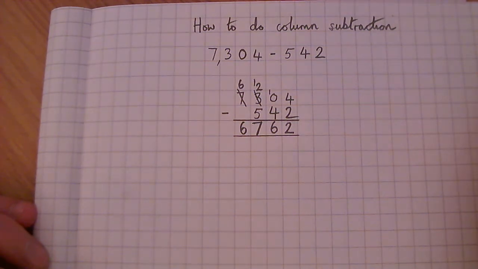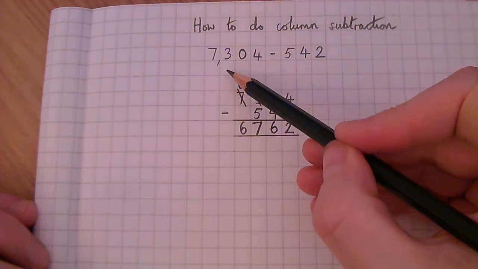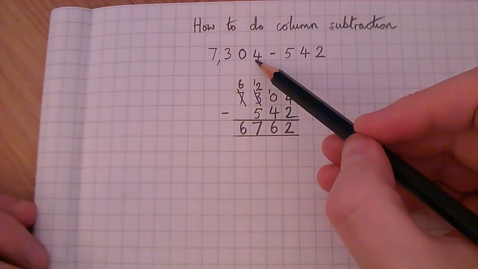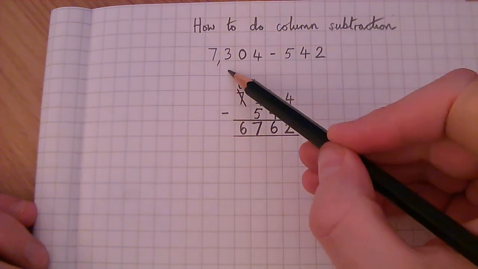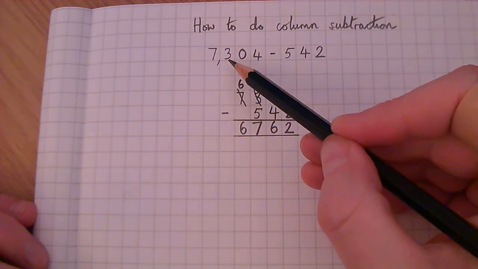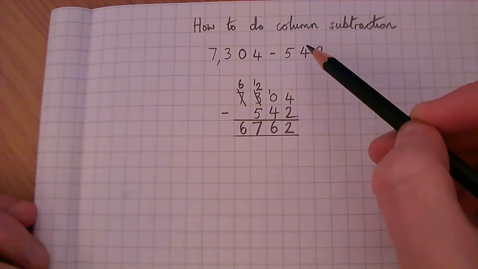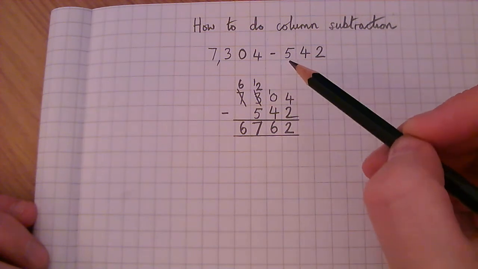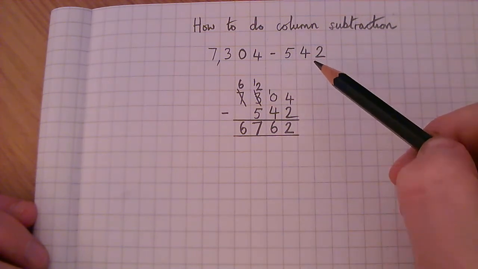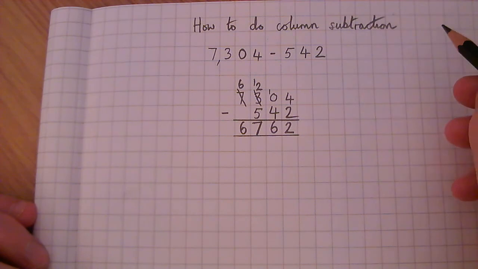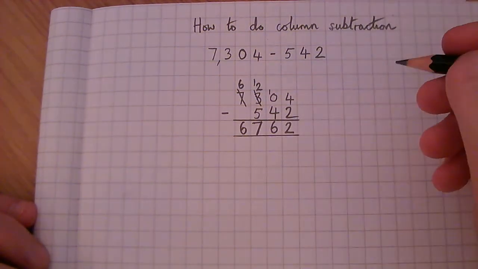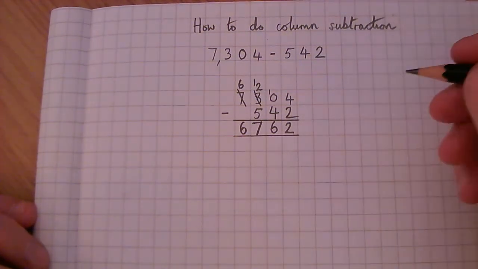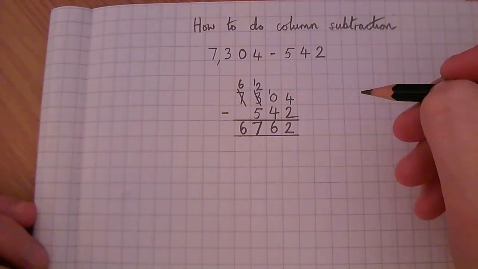6,762. I'm just going to show you that you can do a quick check on questions using rounding. So we've got this number here, 7,304. If we round that to the nearest thousand, that's 7,000. And this number here to the nearest hundred is 500. 7,000 subtract 500 is 6,500. And our answer is close to 6,500, so I'm quite confident it's going to be correct.